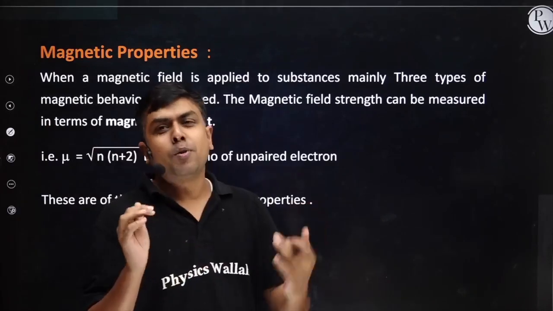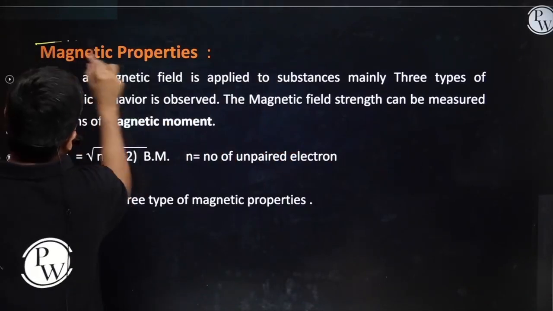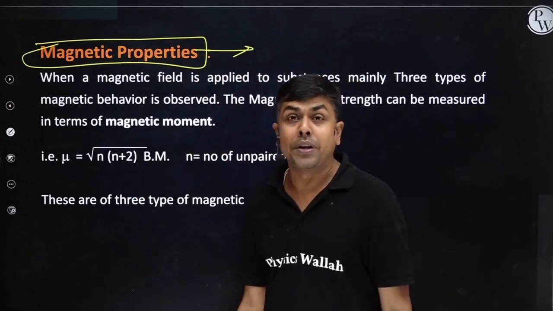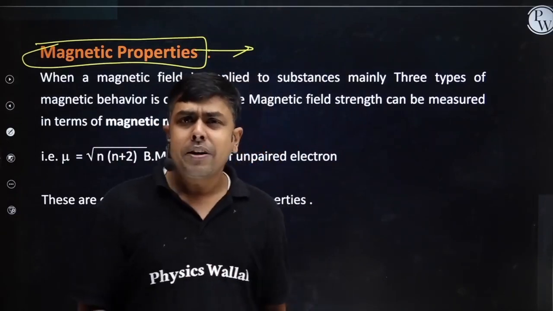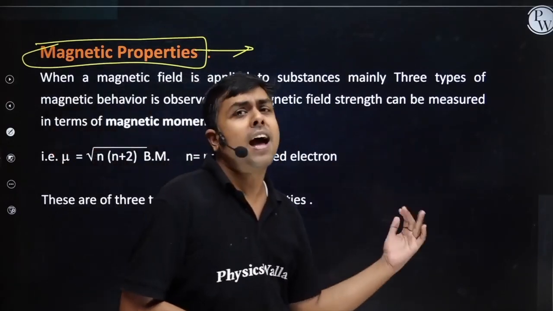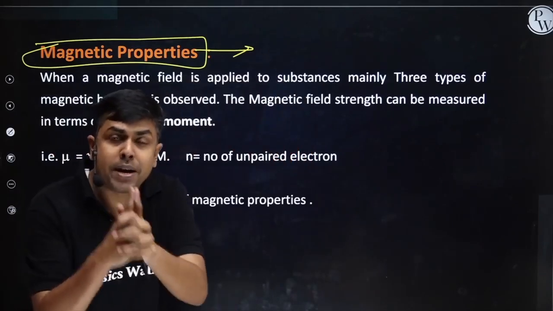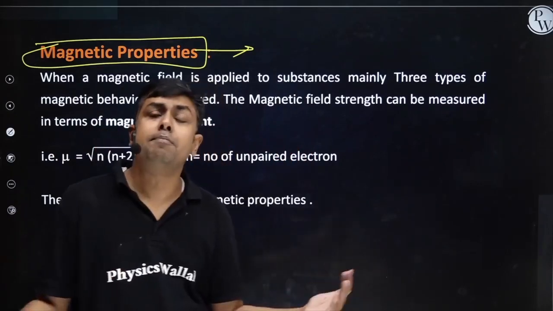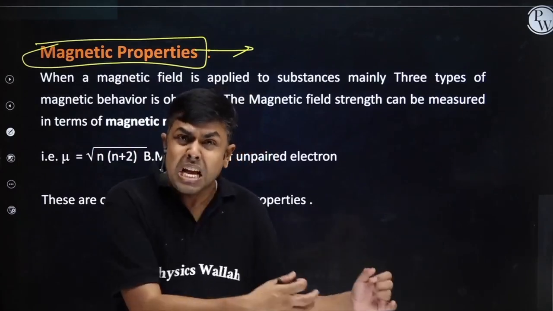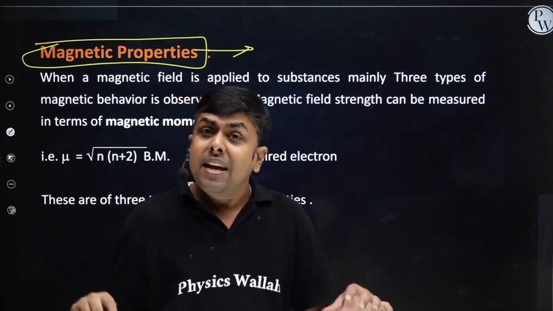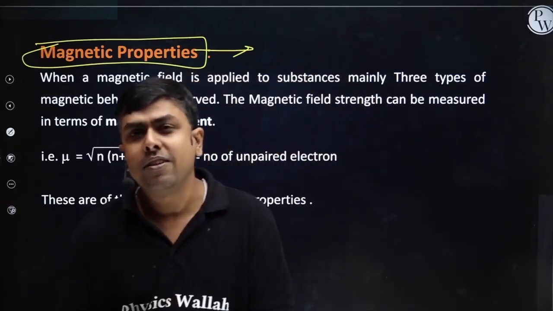Moving ahead, the next property that we need to discuss is magnetic properties of d block elements. Students, whenever a magnetic field is applied to d block elements, three different behaviors are observed. Some of the d block elements in their ground state or in their ionic state get attracted in the magnetic field. Such d block substances are referred to as paramagnetic. Some of them get repelled in the magnetic field. Such substances are referred to as diamagnetic. And some of them get strongly attracted in the magnetic field, and then they retain their magnetic behavior. Such substances are referred to as ferromagnetic. We'll discuss this one by one.